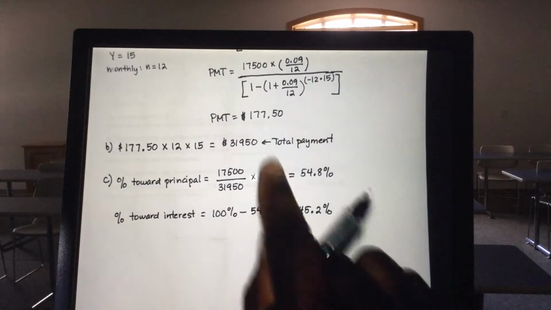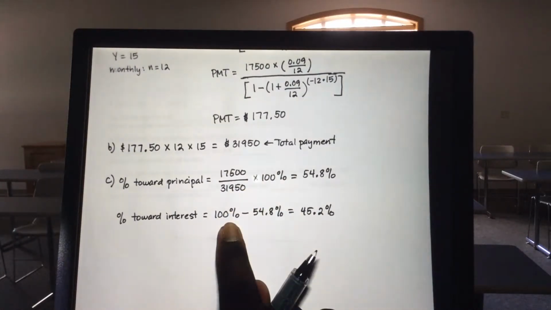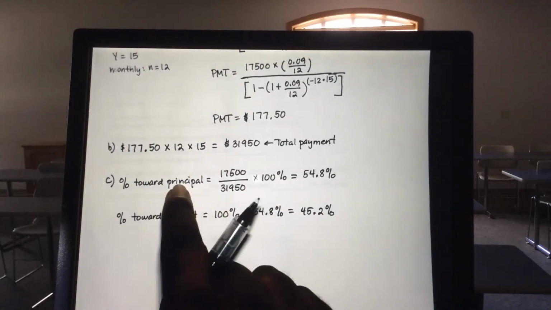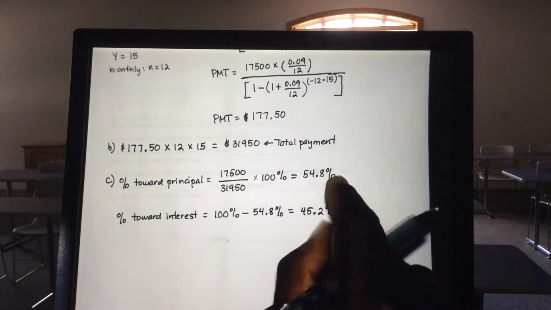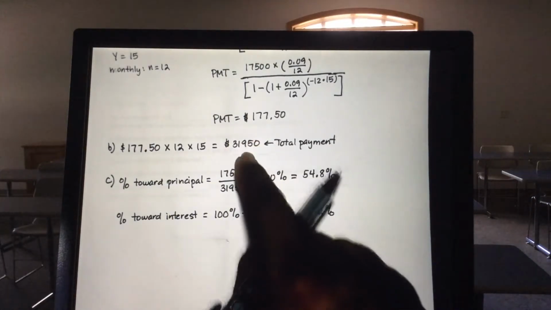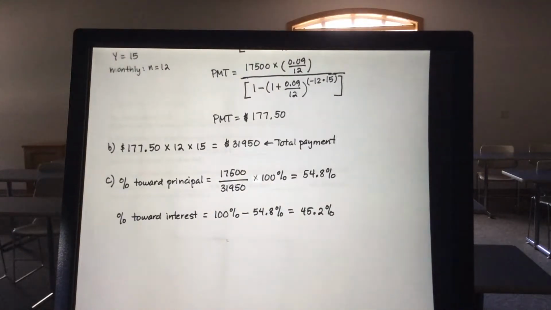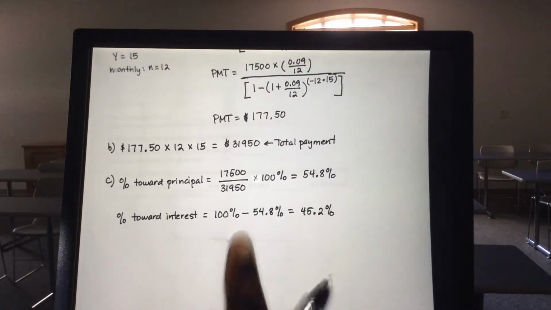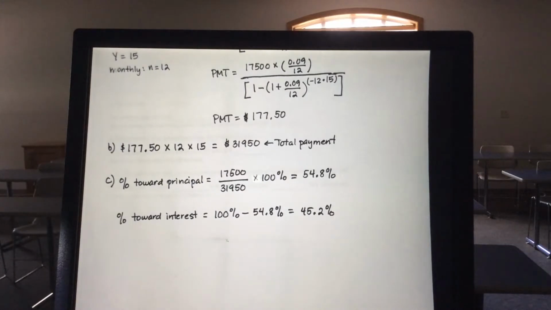Because here the total payment represents 100%. We found out that the percent of that going towards the principal would be 54.8% of that total payment. So the rest has to go to interest. So subtract 54.8 from 100% to get 45.2%.